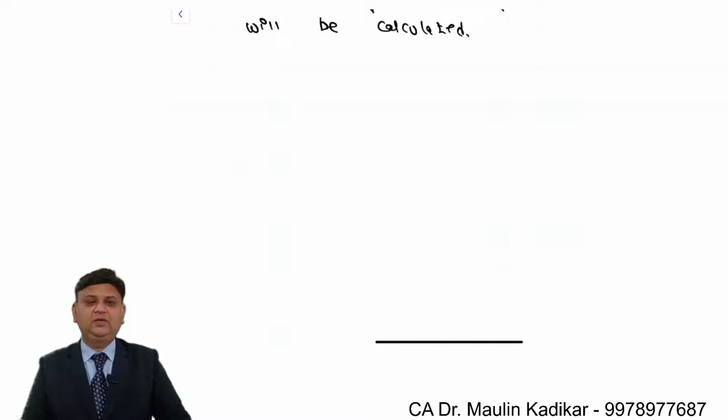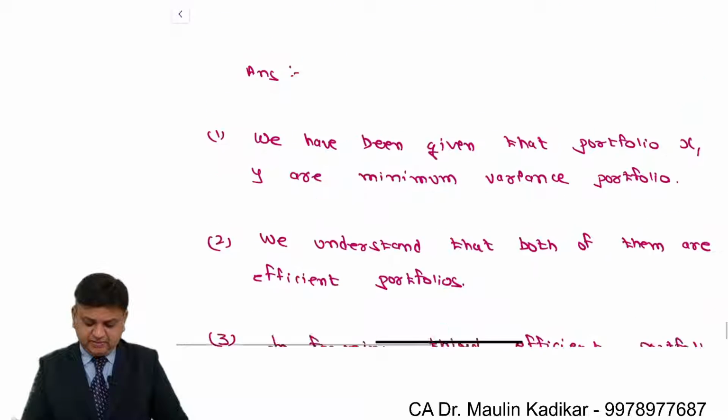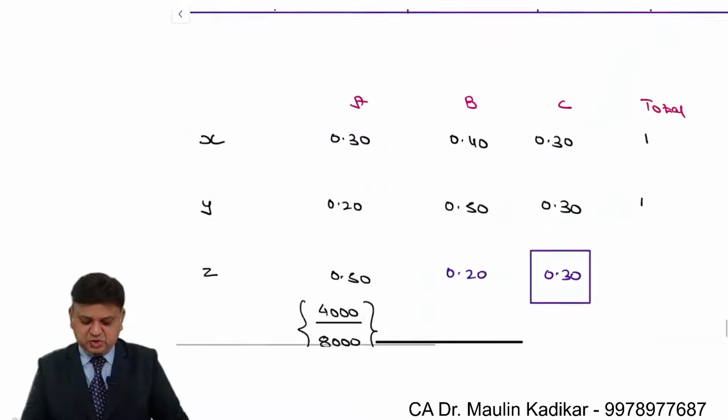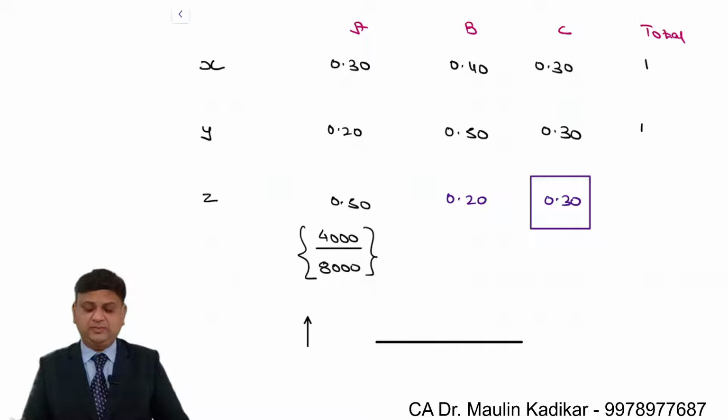Now friends, we have already completed the answer wherein the weight of B and weight of C have been calculated by us. Now I will give you an explanation with a short method, let's see how you can compute the answer.